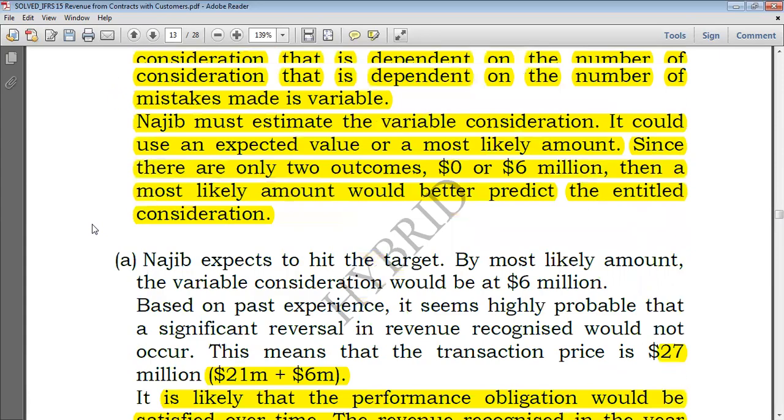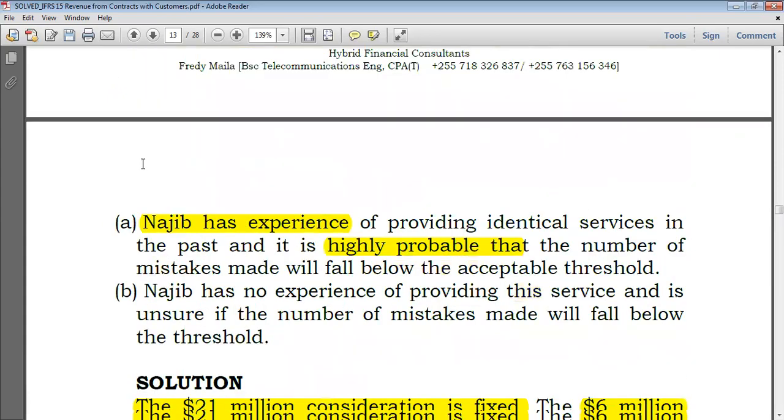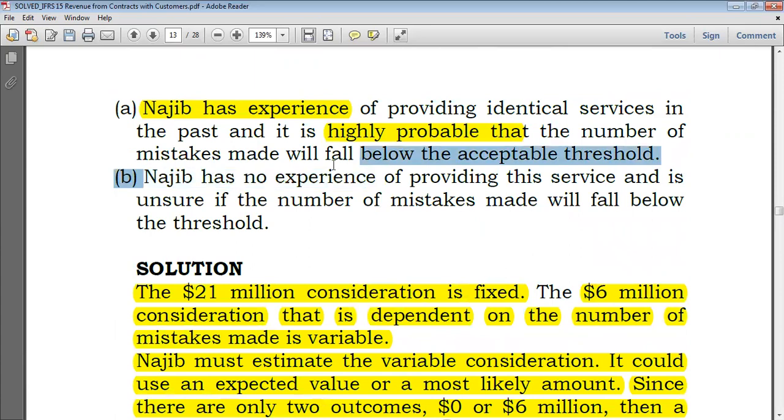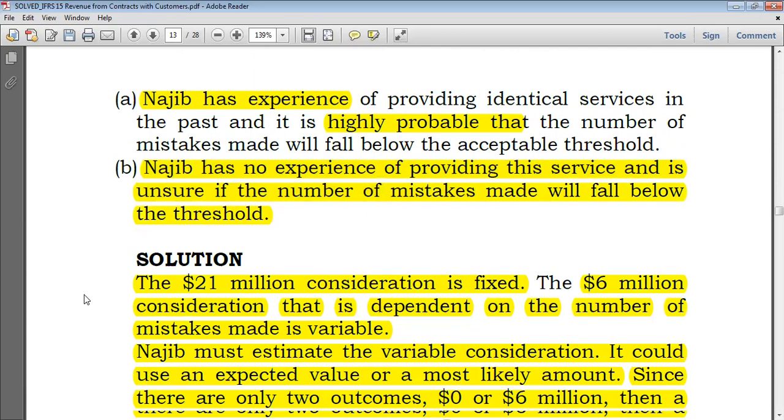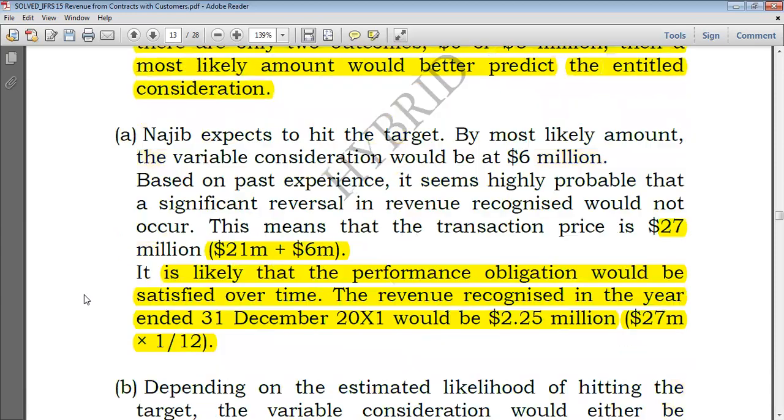And then you go to scenario B. Scenario B here stated that Najib has no experience of providing this service and is unsure if the number of mistakes made will fall below the threshold. So if he is unsure, that means it is not highly probable that mistakes will fall below it, and so 6 million will have to be discarded. So we only have to use $21 million.